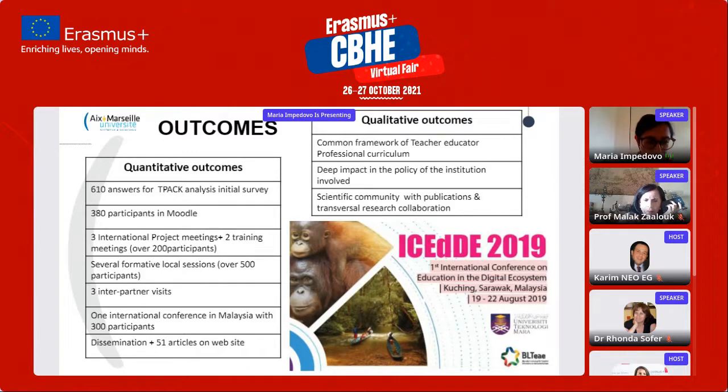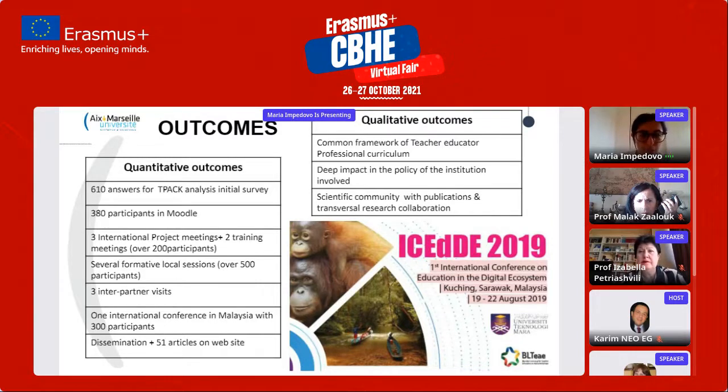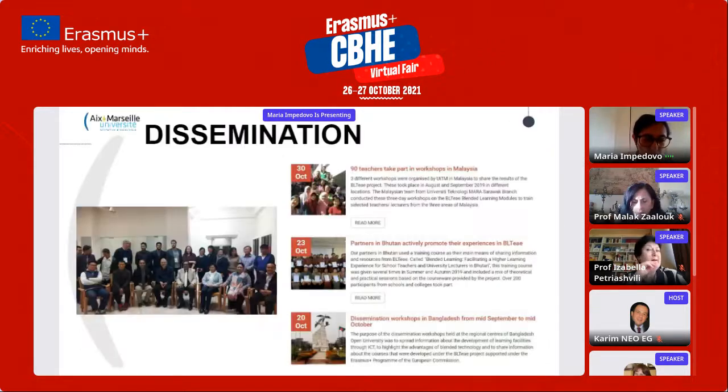We proposed different activities of dissemination, local activity, and more than 51 articles on the website. This is to give an idea how the international community moved from the online to the local, and was, I think, something that made this project really relevant. About the qualitative outcomes, we have worked on the common framework for teacher educators for professional development. We have given a consistent impact on the policy of the institutions involved, and we have also raised some scientific participation with the publication of scientific papers in a peer-reviewed journal. So this is an example of dissemination. On the website you can read more about each activity that we developed.